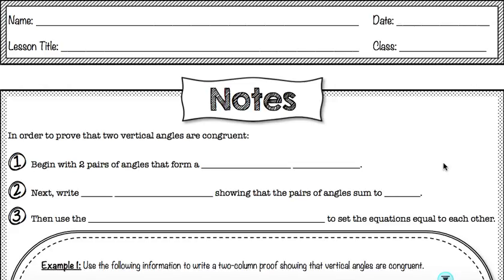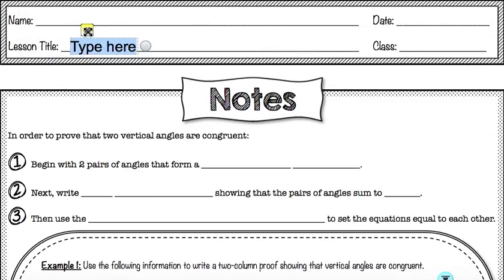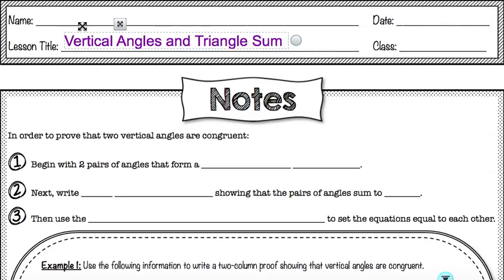In this lesson, we're going to learn how to prove that vertical angles are congruent and also how to prove that the sum of the angles in a triangle is 180 degrees. So we're going to start with the title of our lesson today. Let me decrease the font size. It is vertical angles and triangle sum proofs.